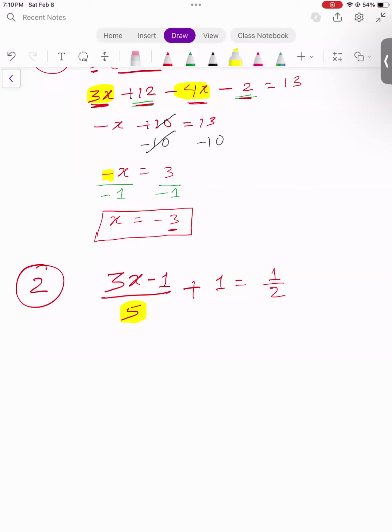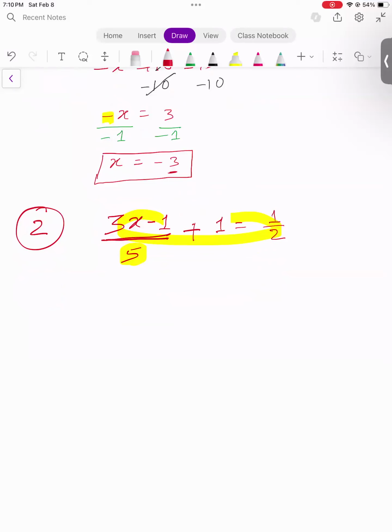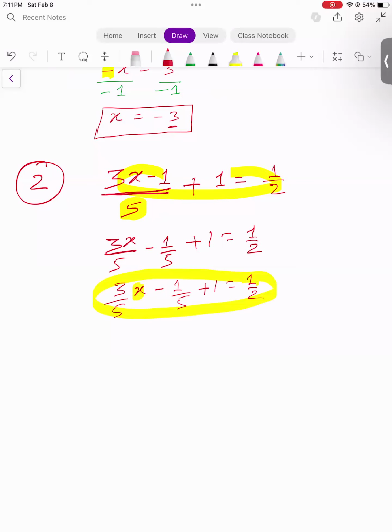Okay. Now here we can rewrite this. You are not required to rewrite on your exam, but let me show you here. We can break it down as 3x divided by 5, negative 1 divided by 5, plus 1 equals 1 half. And this is 3 over 5 x minus 1 over 5 plus 1 equals 1 half. Okay, now this equation has a variable x and it has degree 1. So the highest degree for this equation is 1, and the equation is linear. Okay, so if the degree of an equation is 1, it is always linear.